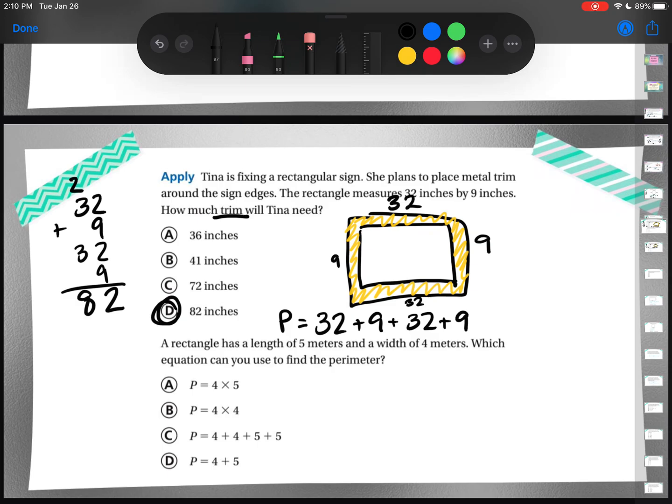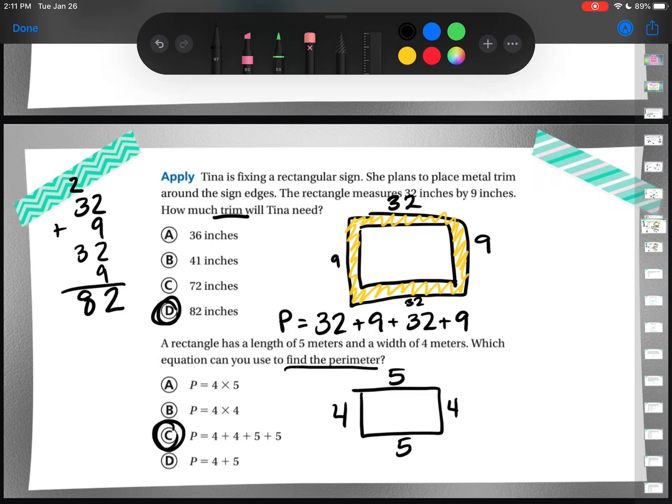All right, let's look at the last one. We're trying to figure out which equation. A rectangle has a length of 5 meters and a width of 4 meters. Which equation can be used to find the perimeter? Perimeter is our outside edge that's adding all of our sides together. Well, if a rectangle has 4 sides, I've got 5 and 4 and 5 and 4. I would add them all up. So 5 plus 4 plus 5 plus 4, which would be C. C is the only one that would match it, adding all 4 sides together.